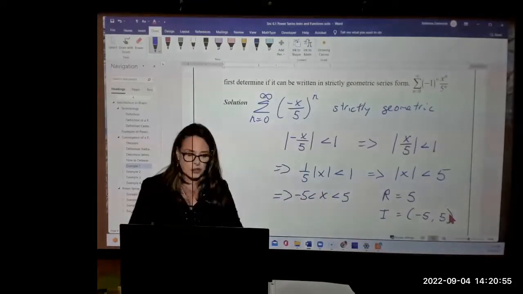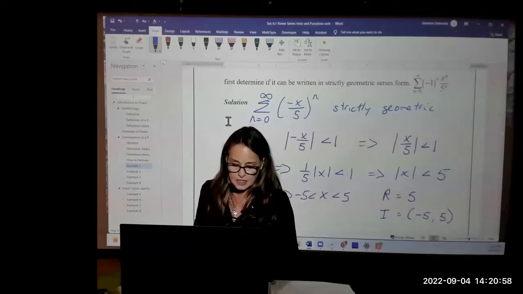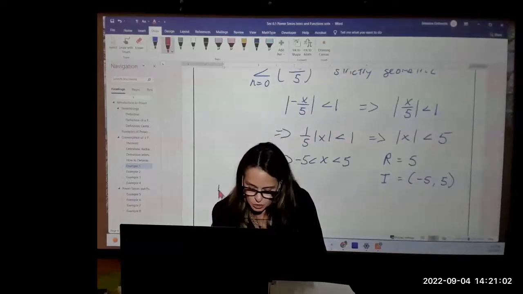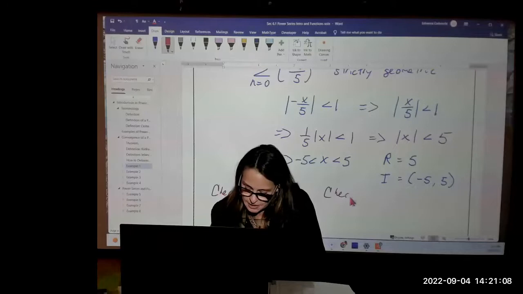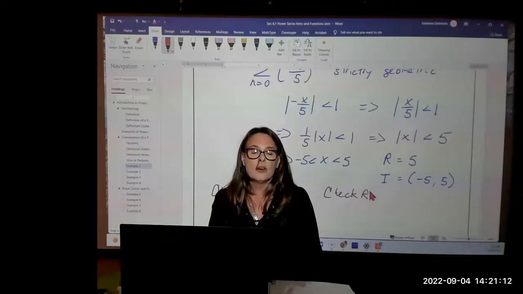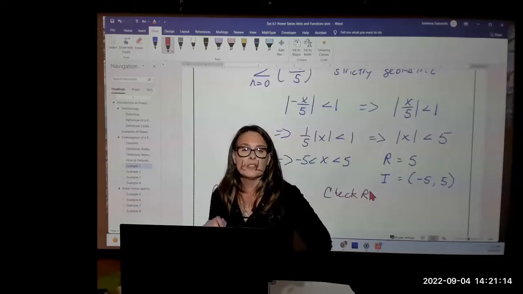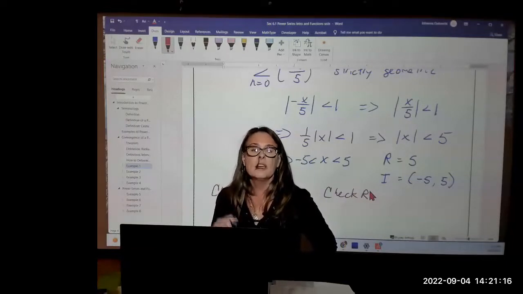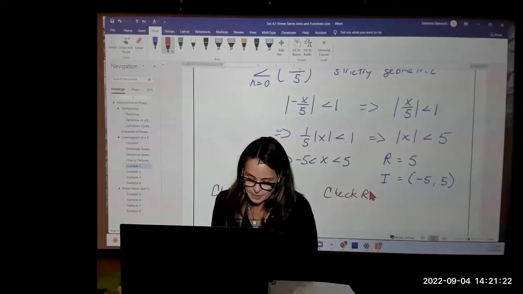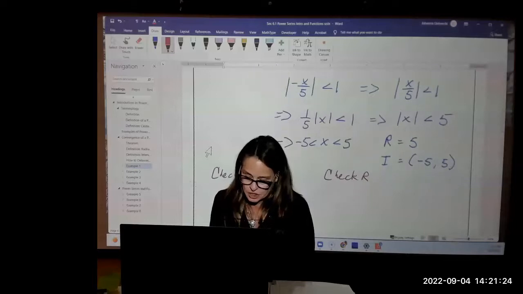But if you're not sure and you want to establish that for sure it doesn't converge at those endpoints, you could check the left endpoint and the right endpoint. So check left, check right. Now, is it required on this one? No. This one can be written as a strictly geometric series. We know the inequality will remain strictly less than. We're essentially done. But let me show you the process for checking.